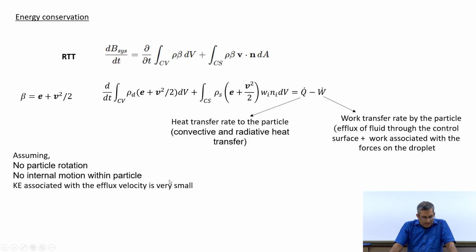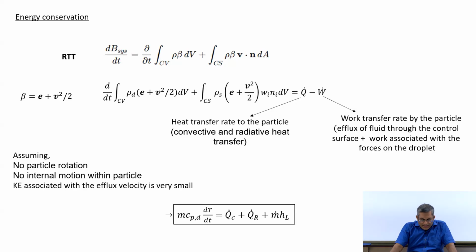Okay. So, now we will make some assumptions again: that there is no particle rotation, no internal motion within the particle, and also that the kinetic energy associated with the efflux velocity, the velocity at which the vapor leaves the droplet, does not contribute much to the overall kinetic energy. It is much less than the enthalpy involved in the phase change process, you can say. So, that is why we are neglecting that.